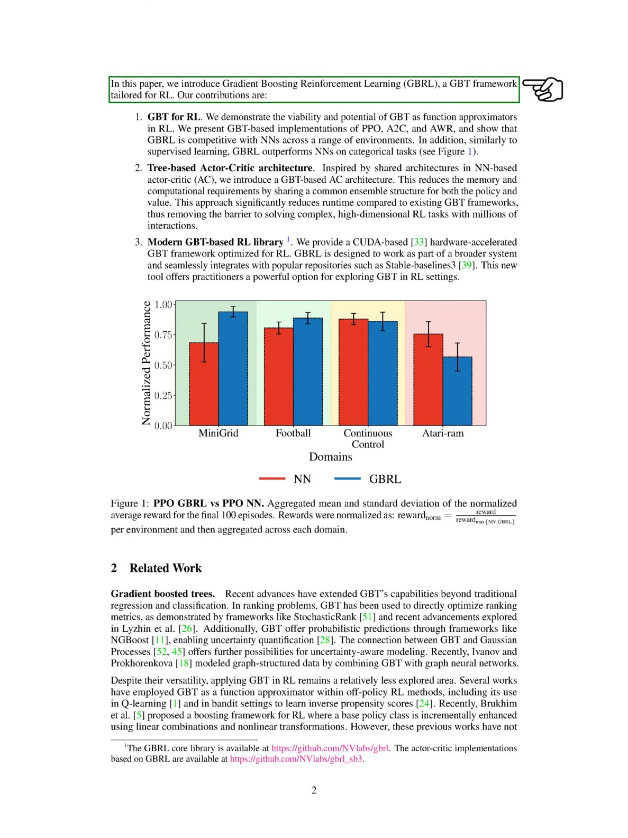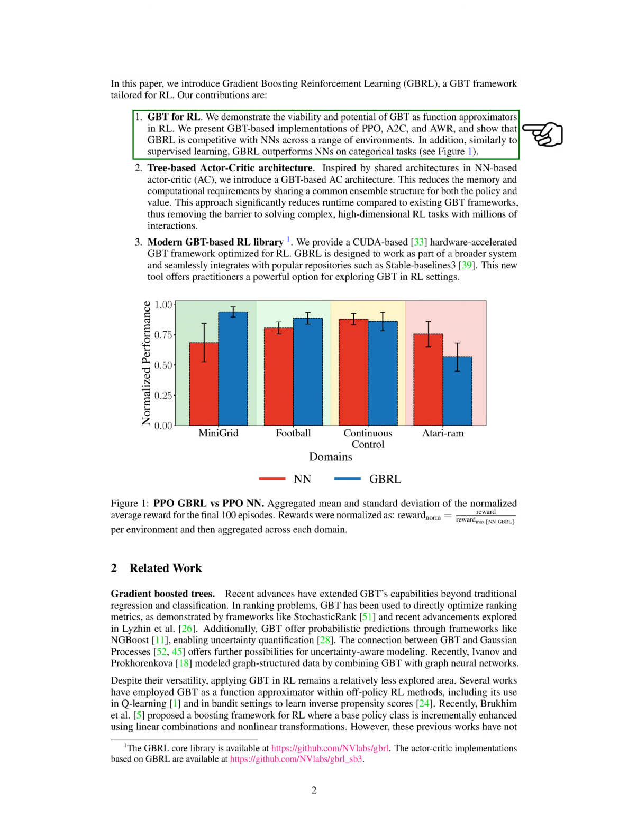We introduce gradient boosting reinforcement learning (GBRL), a GBT framework tailored for RL. Our contributions include demonstrating the effectiveness of GBT in RL tasks and implementing GBT-based versions of popular RL algorithms like A2C and AWR. We show that GBRL can compete with NNs in various environments and outperform them in tasks involving categorical data.